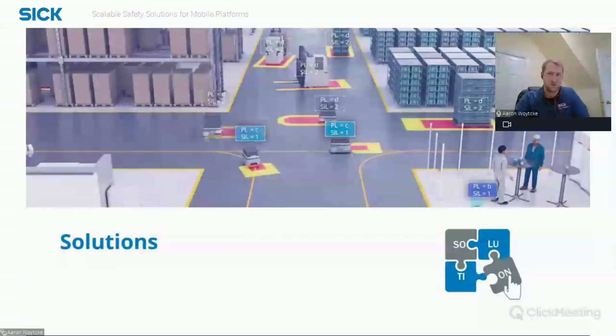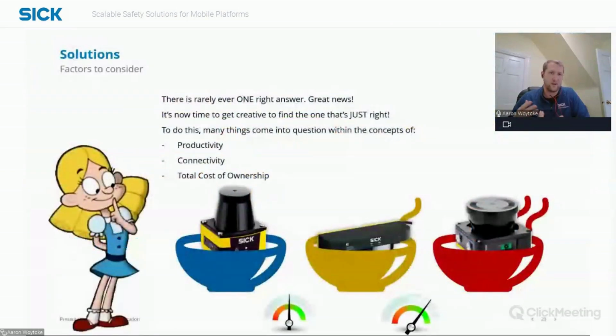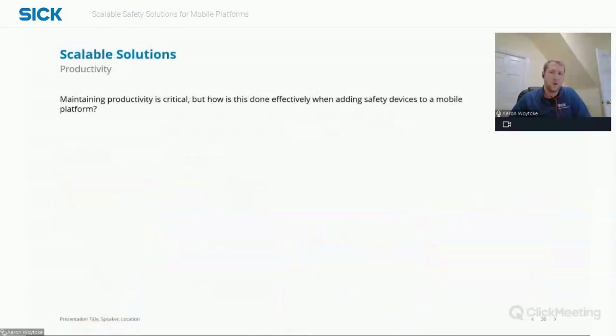And so if we dive into those solutions, we want to look at a couple of factors to consider. A huge benefit to all these solutions is that there's rarely ever one correct or one right solution. So it's great news, but now the challenge is getting creative to find the one that's just right. Things that come into question that you want to consider are productivity, connectivity, and total cost of ownership. So we're going to dive into those a little bit more in depth here.